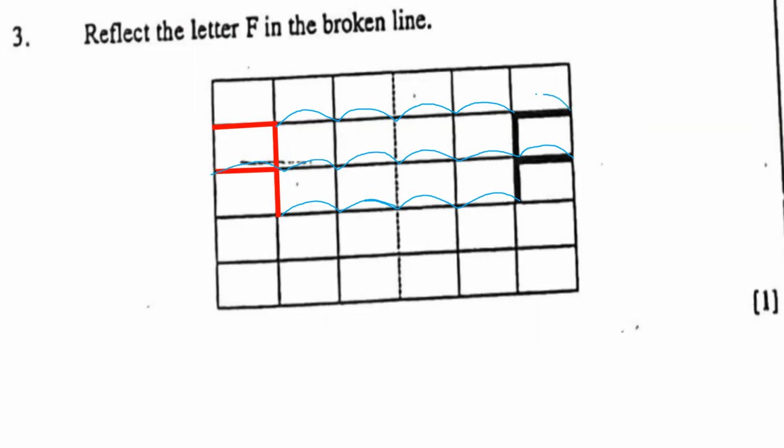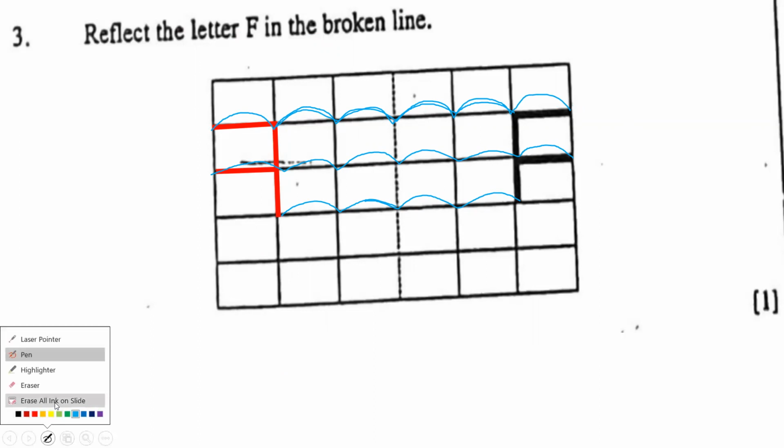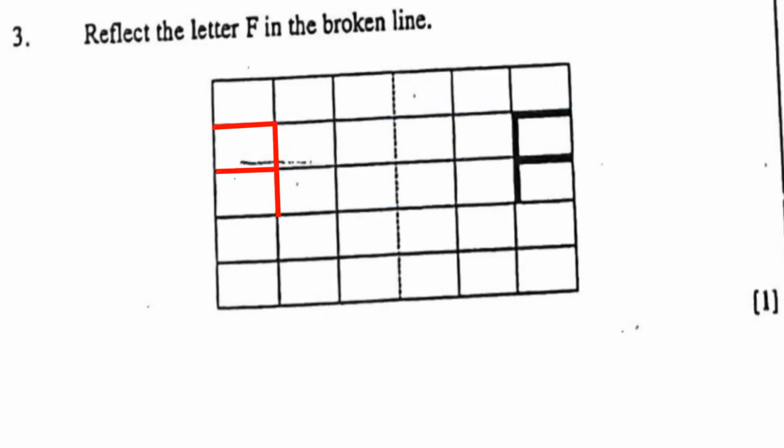This one goes what? 1, 2, 3. So we're gonna go what? 1, 2, and 3. All right. So we see that it's a reflection. Okay. It's a reflection in that broken line. So this is what we have here. So this is how we get our point for this one.